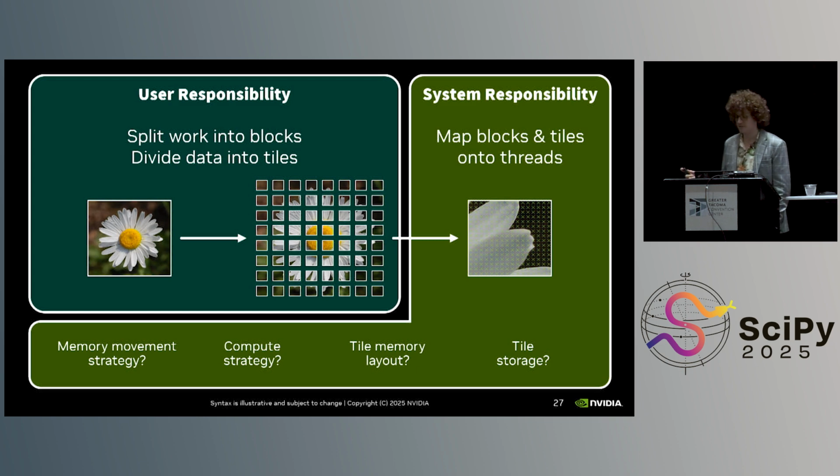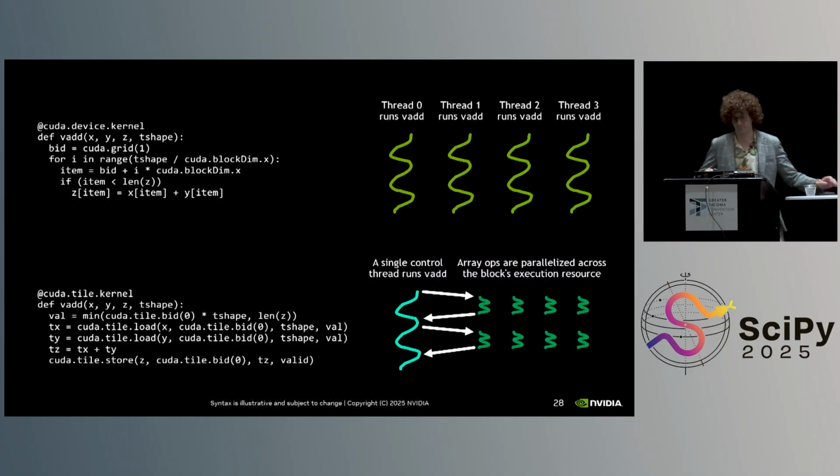But in Tile, the system makes those decisions, analyzing the program and selecting the best tools for whatever target NVIDIA GPU architecture you're currently running on. All that we have to do is explicitly parallelize by dividing the problem up into blocks and tiles. And within each block, everything is single-threaded, and you just perform array operations on tiles.